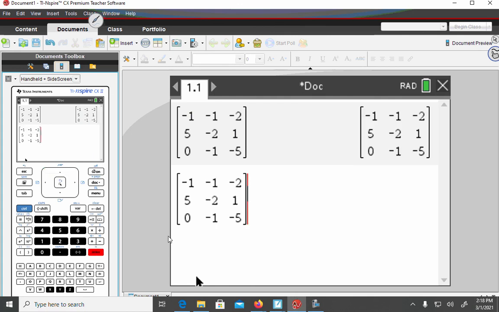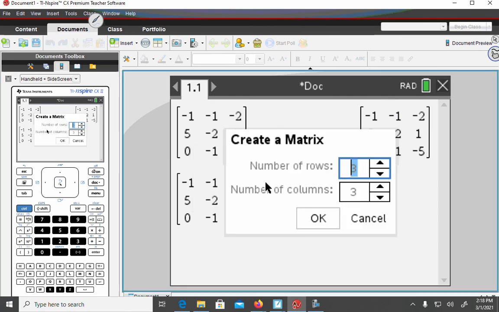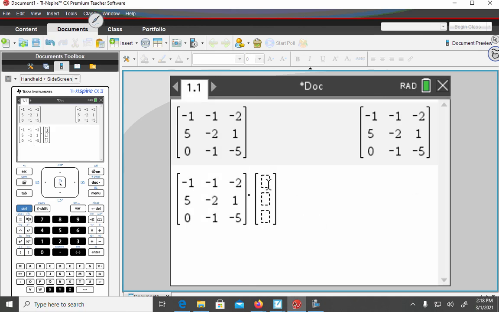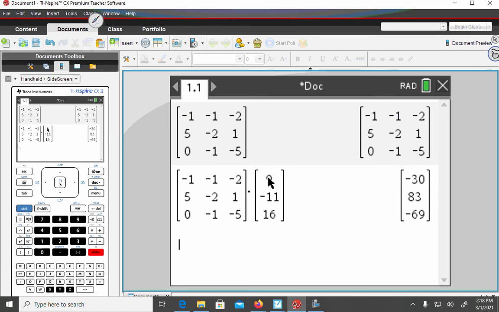Then I'm going to hit times. And now I'm going to multiply it by the answers. So I'm going to go to the matrix C. I'm going to grab that 3 by 3. I still have 3 rows, but now I only have 1 column. And I'm going to type in those answers. And when I hit enter, negative 30, 83, and 69 is not correct.